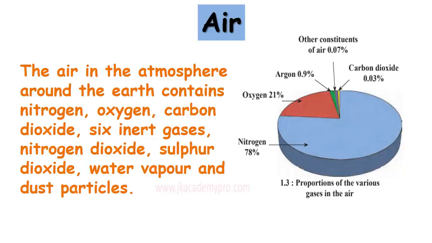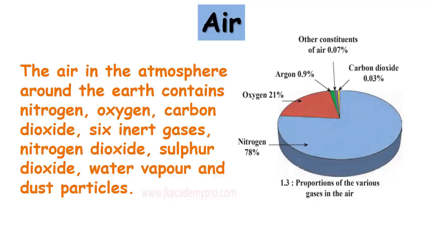The air in the atmosphere around the earth contains nitrogen, oxygen, carbon dioxide, inert gases, nitrogen dioxide, sulfur dioxide, water vapor, and dust particles. The figure alongside shows the different percentages of the gases present in the air. Now, nitrogen is 78%, which is the largest in the air. Then comes the oxygen. Oxygen is 21%.